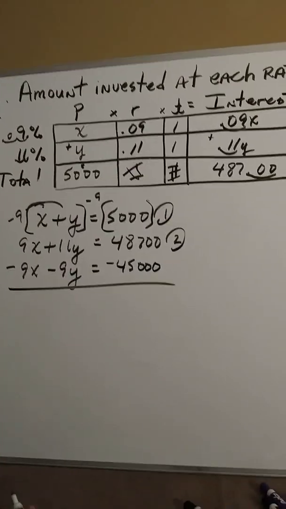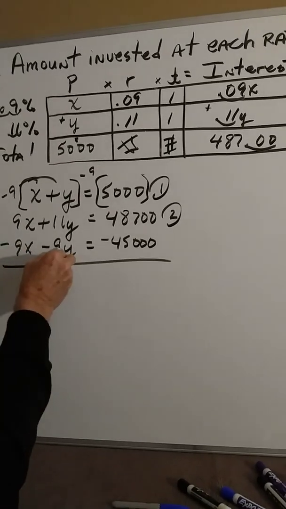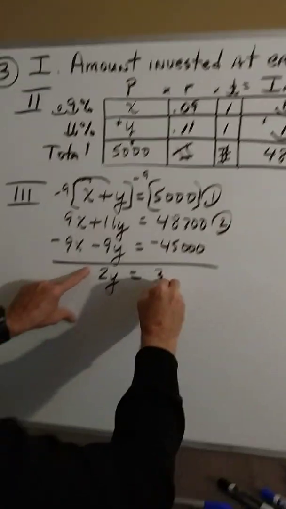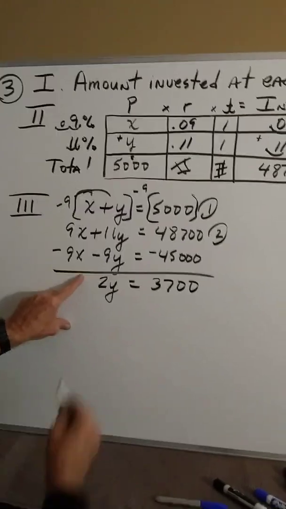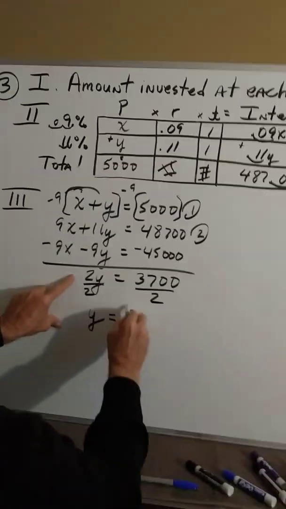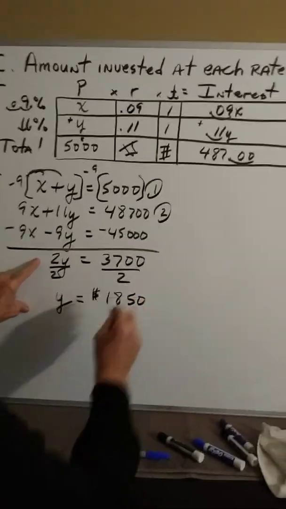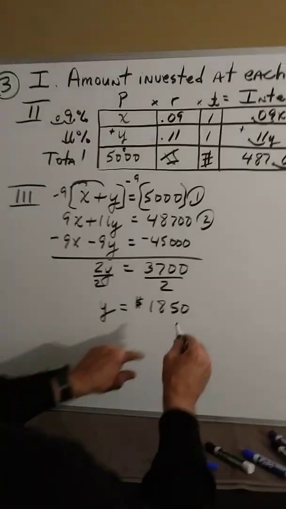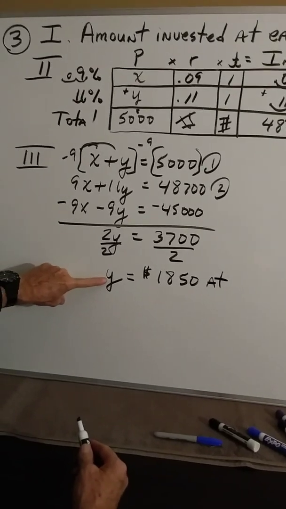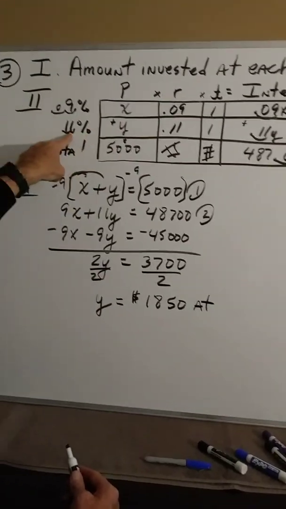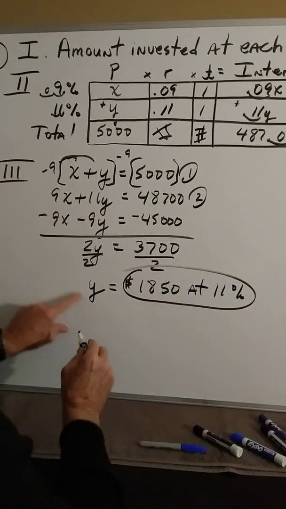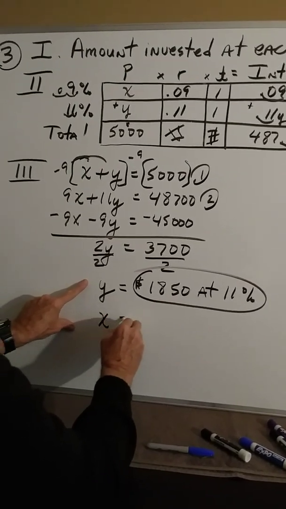Draw the line, add down. Goodbye. 11y, negative 9y: 2y is equal to 3,700. Over 2. Over 2. Y would be equal to, I believe, $1,850. Put that at 11%. Now we've got to know what percent it's going into. Circle it. And go ahead and put the x right there, get it ready.